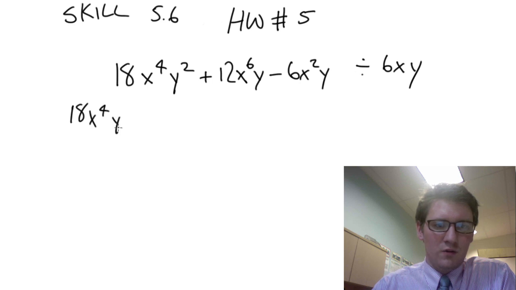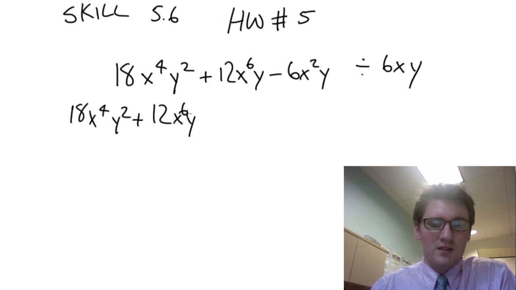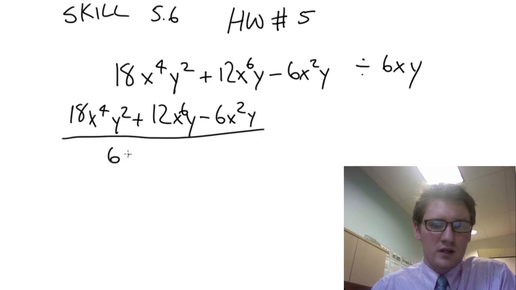18x to the 4th y squared plus 12x to the 6th y minus 6x squared y, all over 6xy. That's how we can write that as, like, you know, a fraction, as a division.